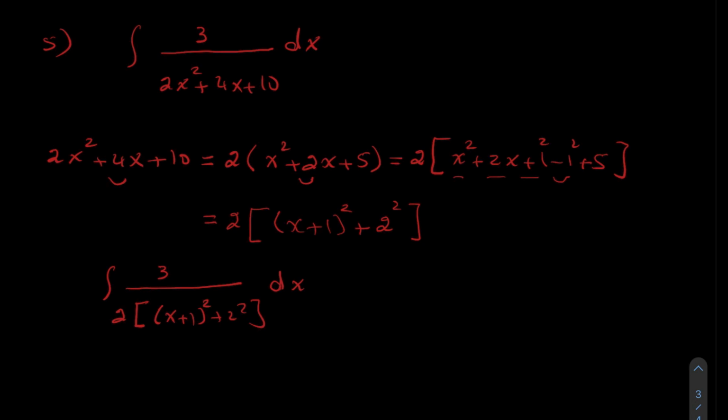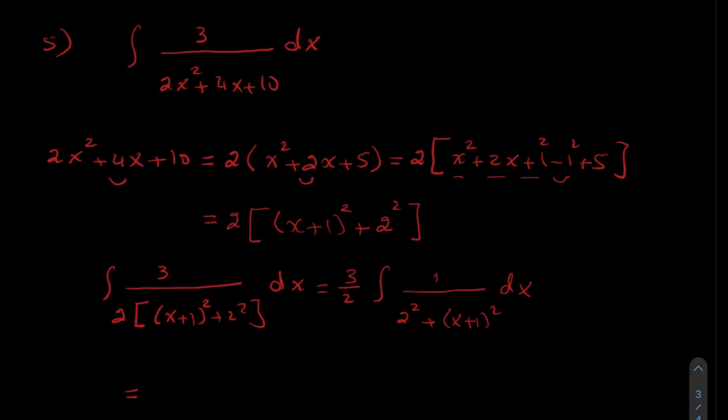Let's take 3 over 2 outside the integral. It becomes equal to 3 over 2 integral 1 over, we switch between 2 squared and x plus 1 squared, it becomes 2 squared plus x plus 1 squared dx. And we apply the same thing we did in the previous question.